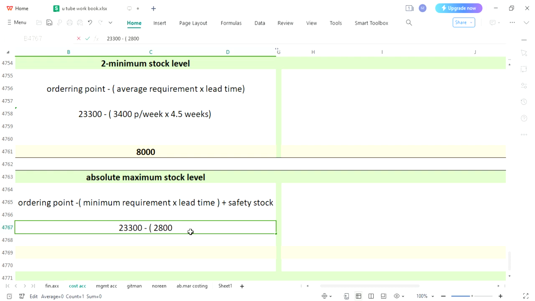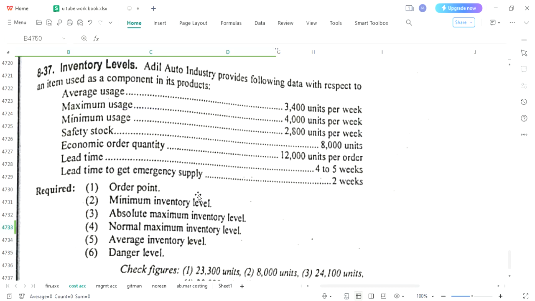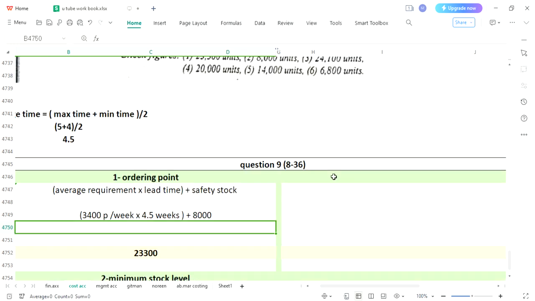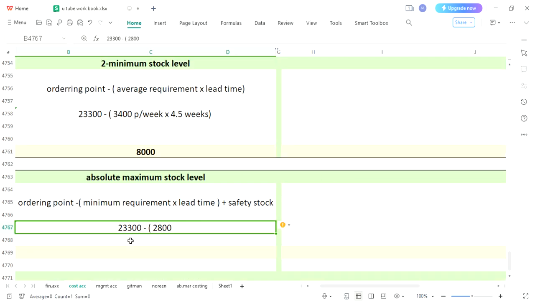So put 2,800 over here. We need to put lead time. Now please keep in mind, we are relating to minimum requirement. Obviously the lead time we need should be the minimum. There are two timings given over here, 4 and 5. Since we are relating to minimum usage or minimum requirement, we will tally it with the minimum time as well, which is 4. So we are going to put multiply by 4. And then we need to add safety stock.